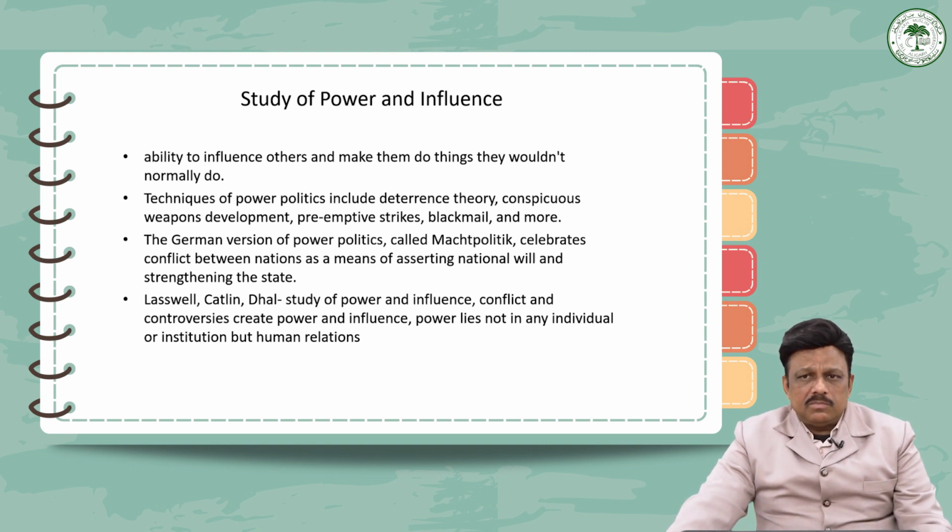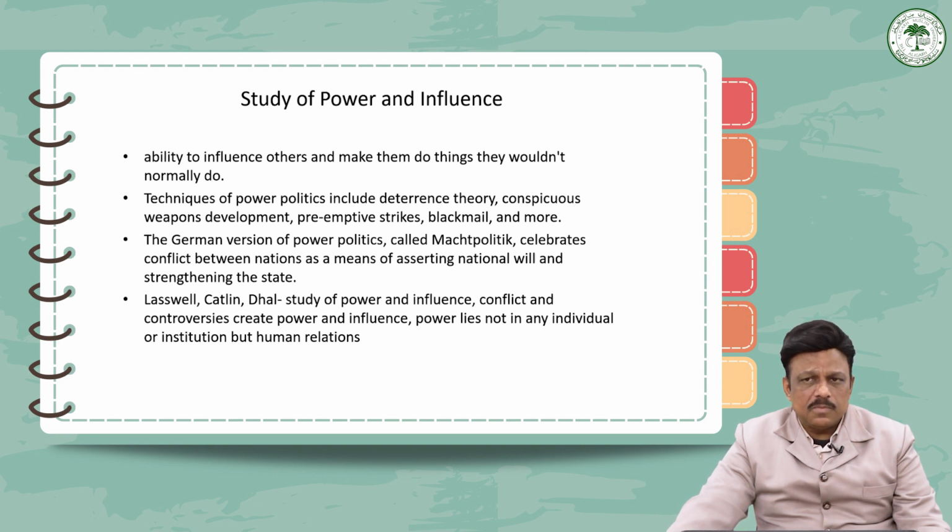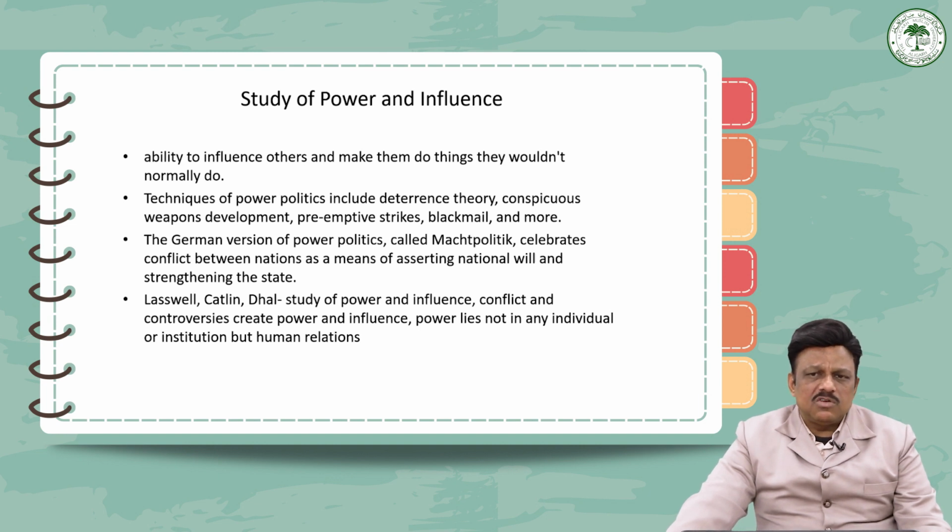Now, the scope of politics also involves the study of power and influence when it comes to the contemporary perspective. So, politics here is used to understand power and influence in society. Now, power can be seen as an ability to influence others and make them do what they wouldn't normally do. This can be ensured by involving military, economic, or political aggression to protect their own interests. So, techniques of power politics include deterrence theory, conspicuous weapon development, preemptive strikes, blackmail, and more. The German version of power politics, called Machtpolitik, celebrates conflict between nations as a means of asserting national will and strengthening the state.